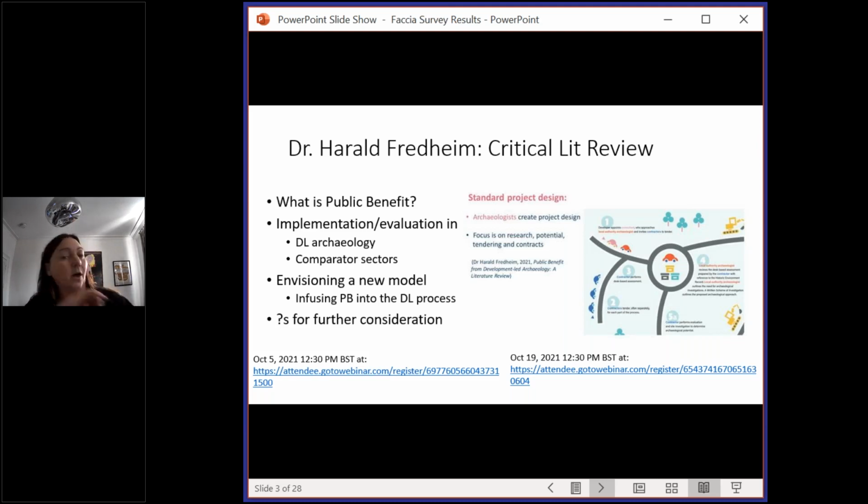So on the right of the screen, you can see a bit of a picture, and it's a roadmap, essentially. It's part of a roadmap of how the archaeological process happens within planning, the planning process and our delivery. And tune into his talk. He has one on October 5th and then another one on October 19th to find out how the vision of this model changes, where we think we can bring public benefit into the process itself.